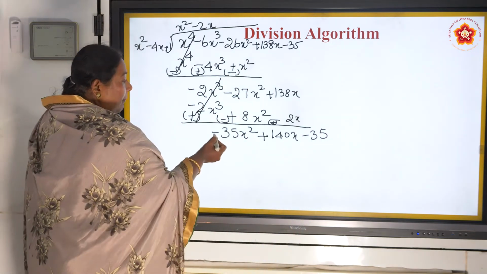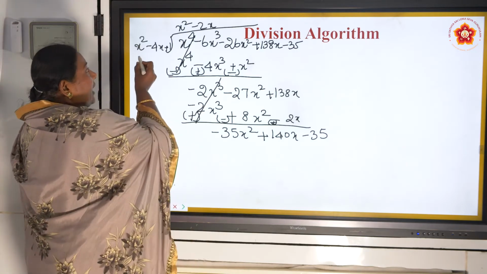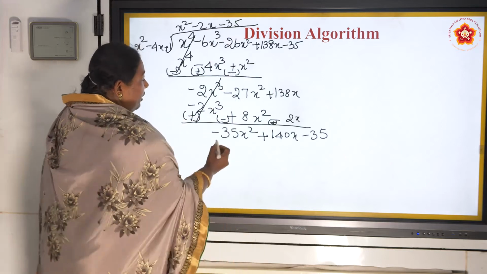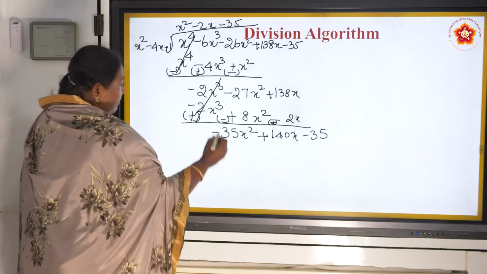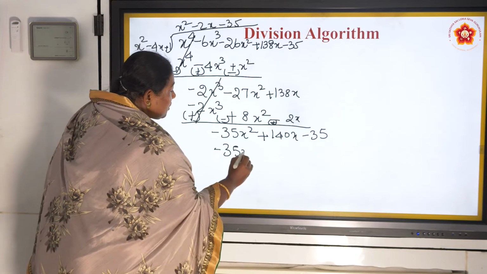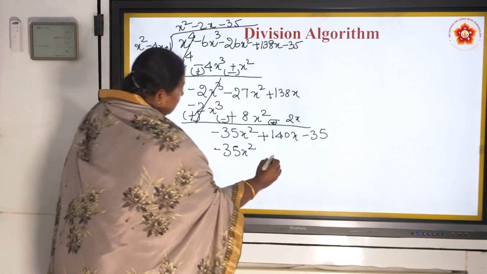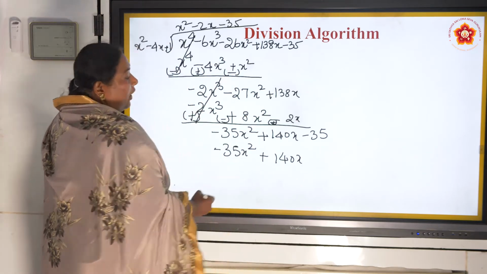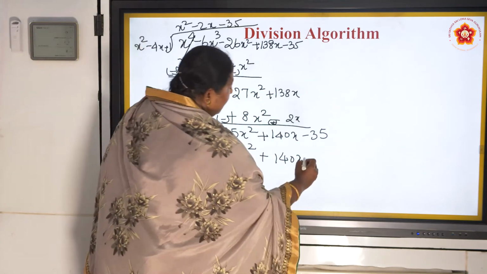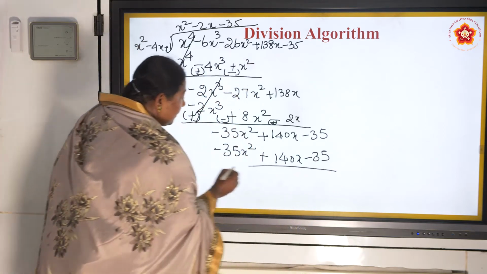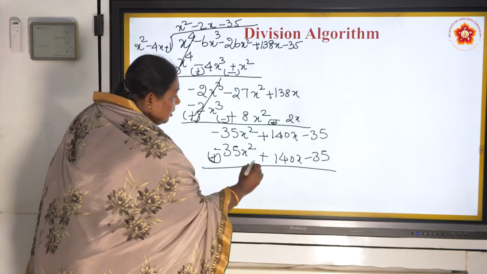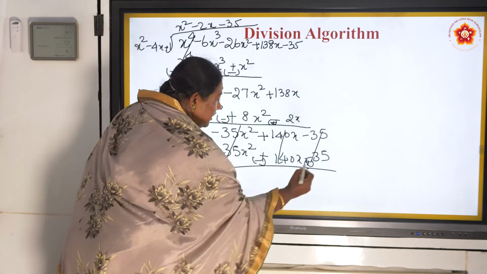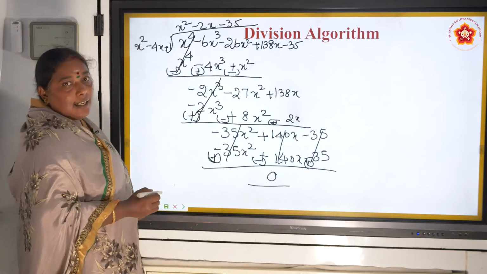Okay, now I have minus 35x square. Here I have x square. So what do I have to multiply? Minus 35. If I multiply, what do I get? Minus into plus, minus 35x square. 35 into 4, 140x. So I get plus 140x. Next, minus 35. Just change the symbol, and I'll reach my destination. Cancelled, cancelled, cancelled. So I got the answer.